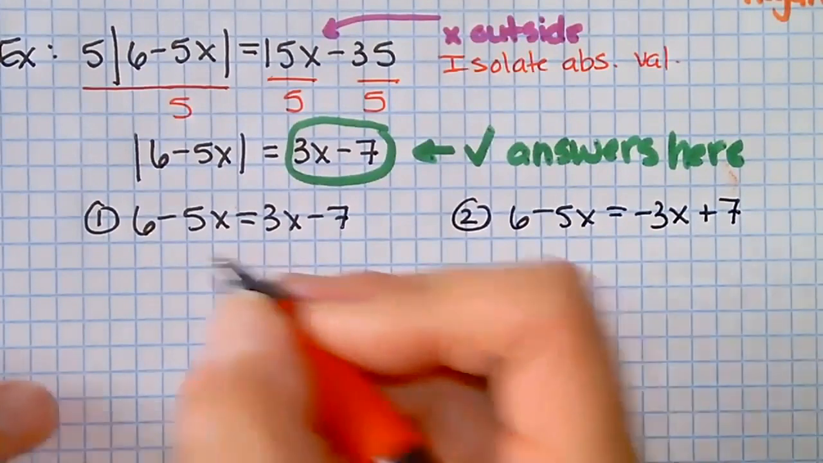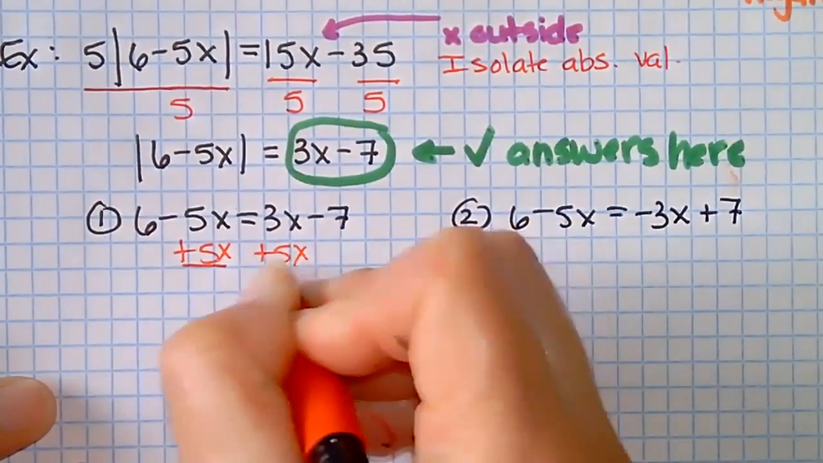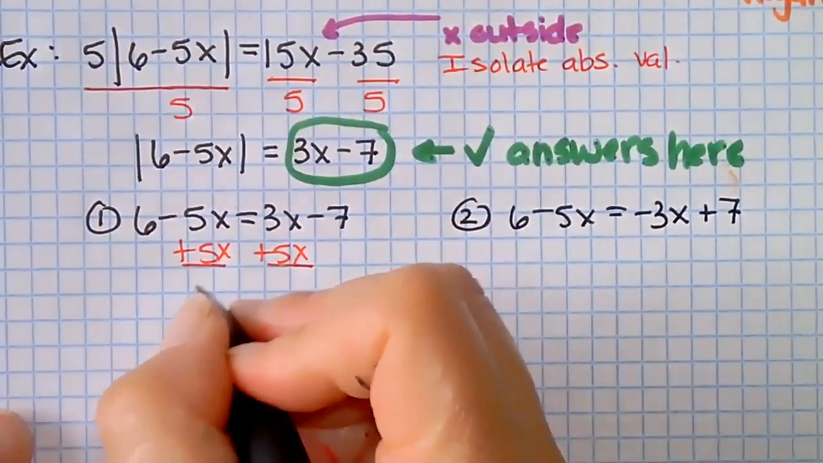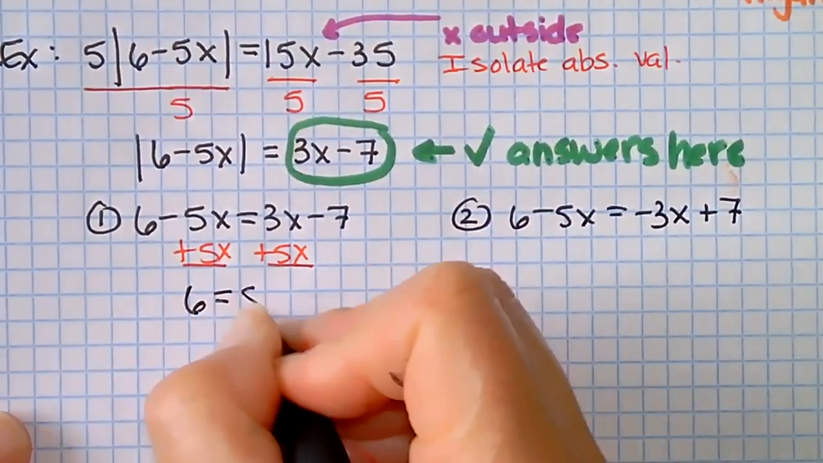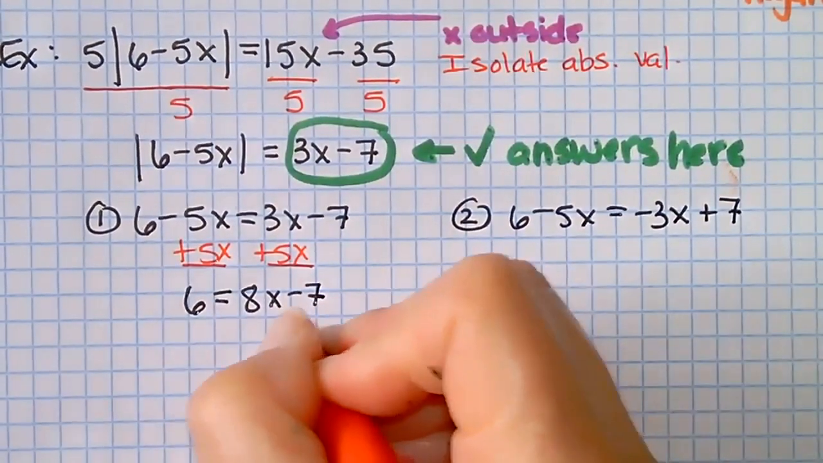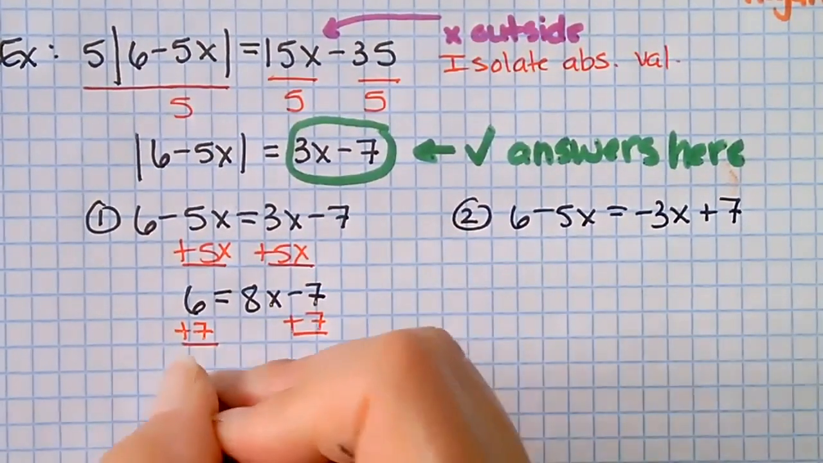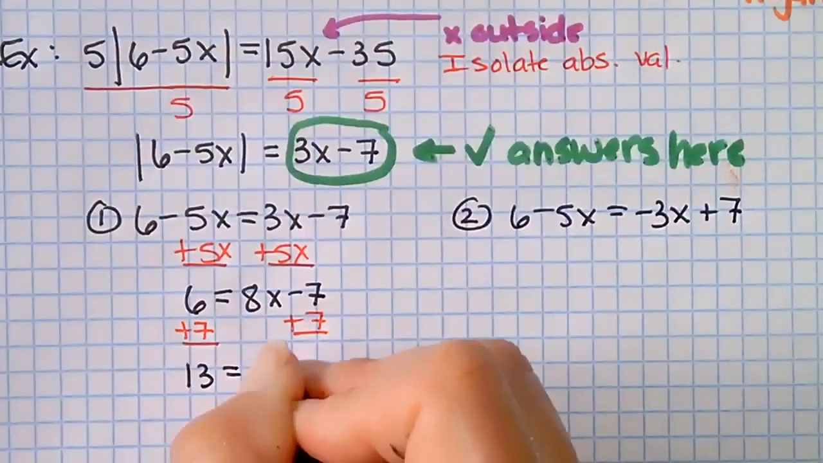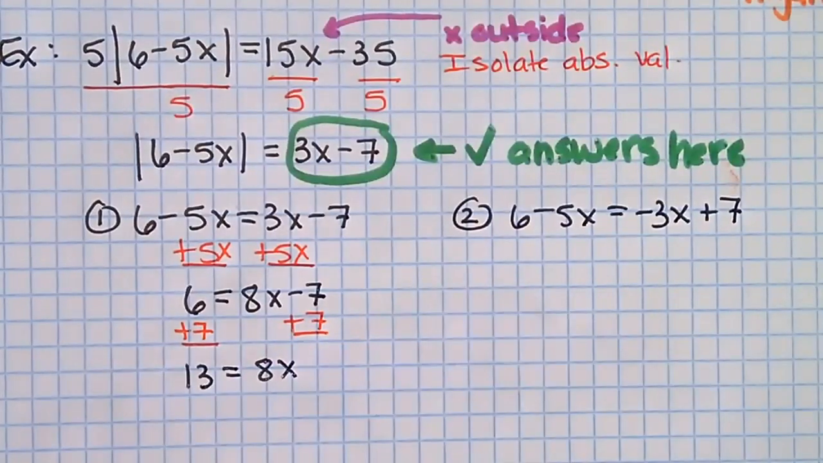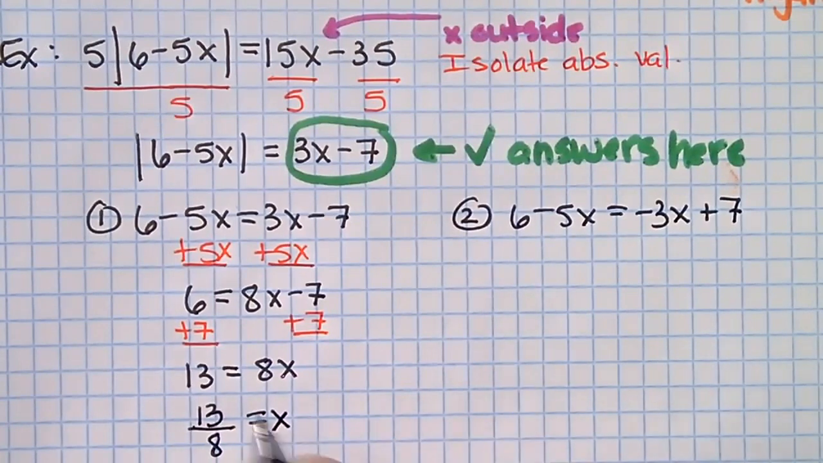Going to solve. Again, I like to do x's first, so I'm going to add 5x to both sides. I'm going to get 6 is equal to 8x minus 7. I'm going to add 7 to both sides. And I'm going to get 13 is equal to 8x. I'm going to divide both sides by, I'm sorry, not by 3, by 8. So I get 13 over 8. And that's a possible answer.